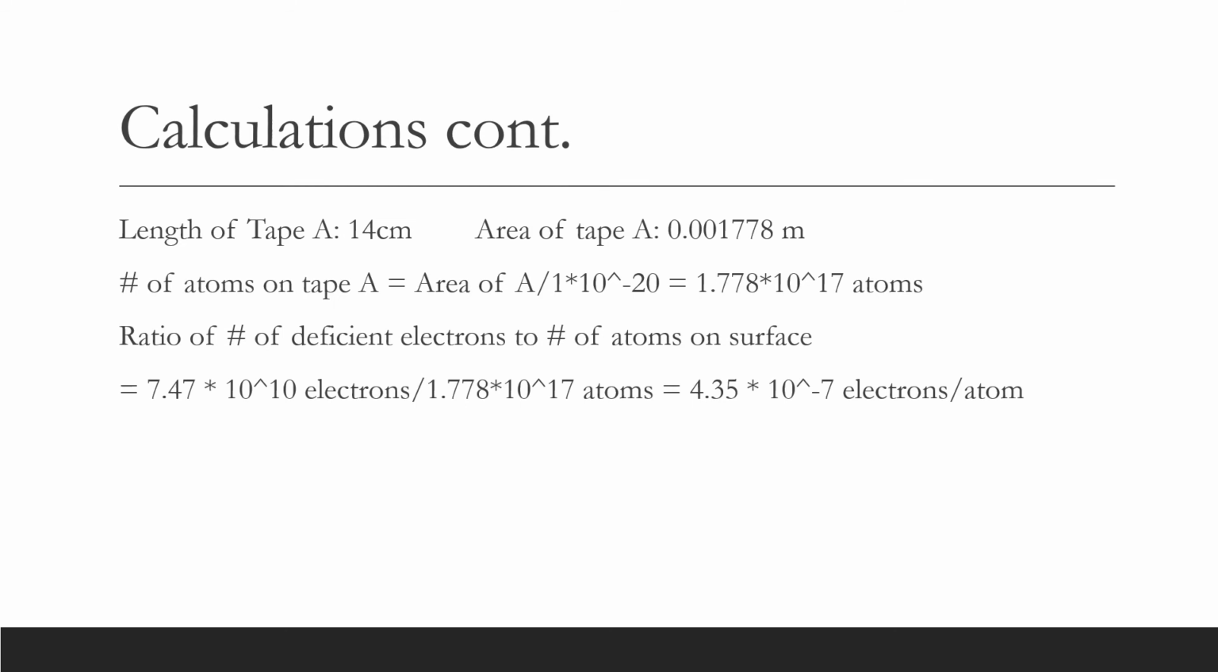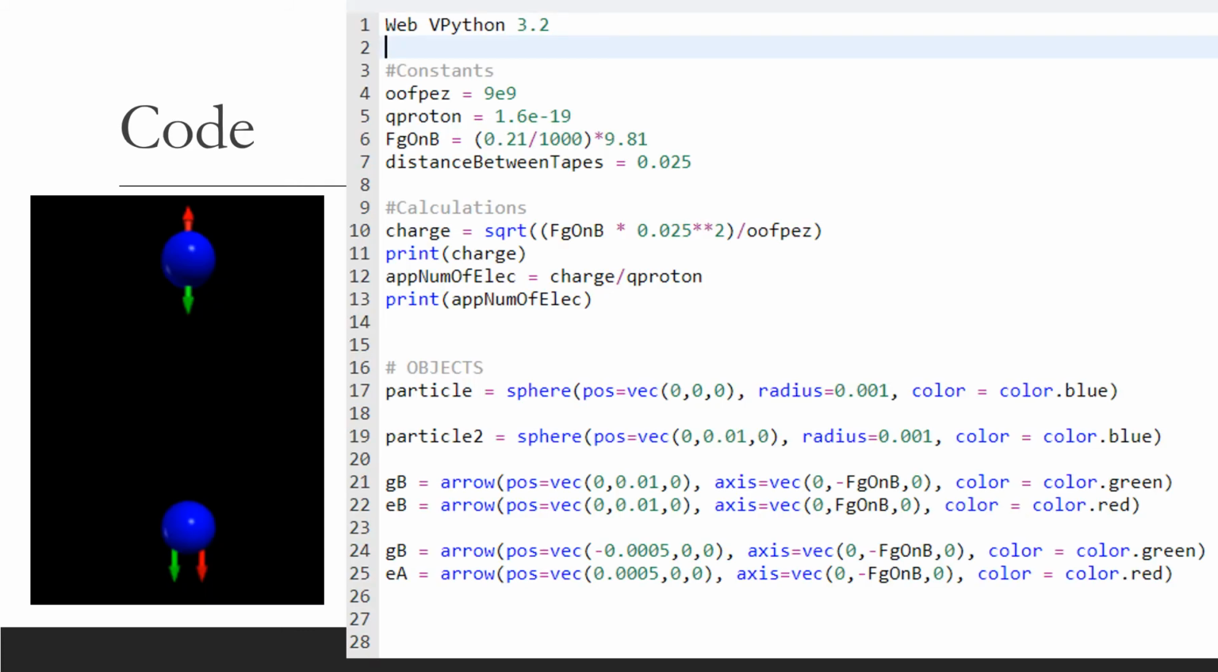So we divide these, and we get the ratio to end up being 4.35 times 10 to the negative 7 electrons per atom. That comes out to be approximately 1 electron for every 2.3 million atoms on the piece of tape being transferred. Here's the code that I wrote in Python to make my model shown on the left.